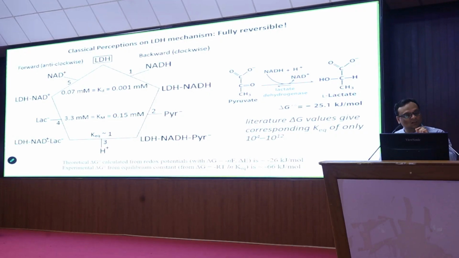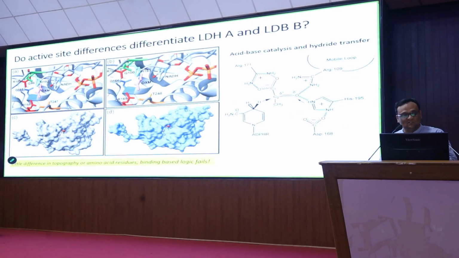That is the range. But you can see here in this image, there are steps 1 through 5, which show the backward reaction, right, of pyruvate to lactate, and the forward reaction of 5, 4, 3, 2, 1, if you go in that sequence, where lactate is reconverted to pyruvate. The Kd values are given there for you to see. The Michaelis-Menten constant for both these is given, and the equilibrium constant is supposed to be approximately 1. It can be about 10 to the power 4 to 10 to the power of 12. So I don't want to go more into this.